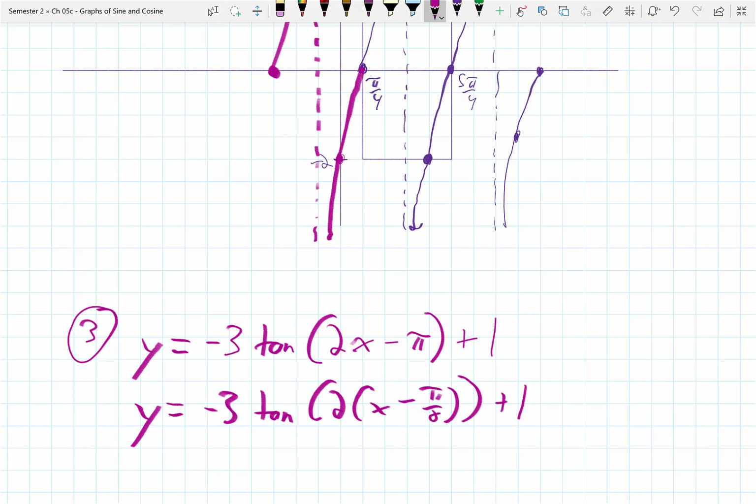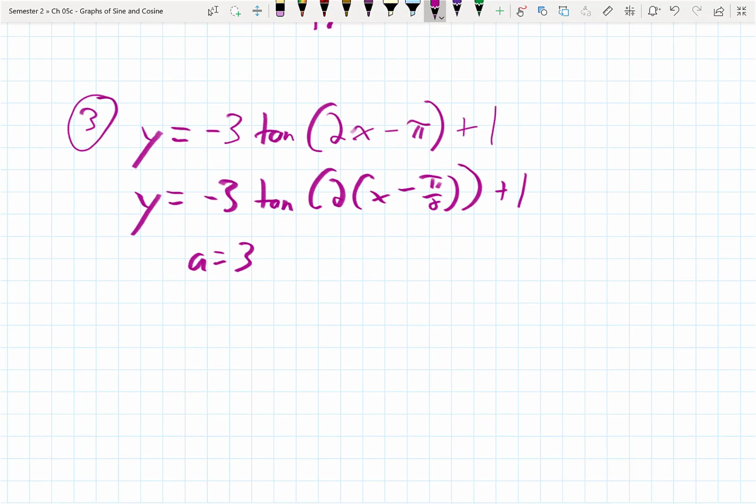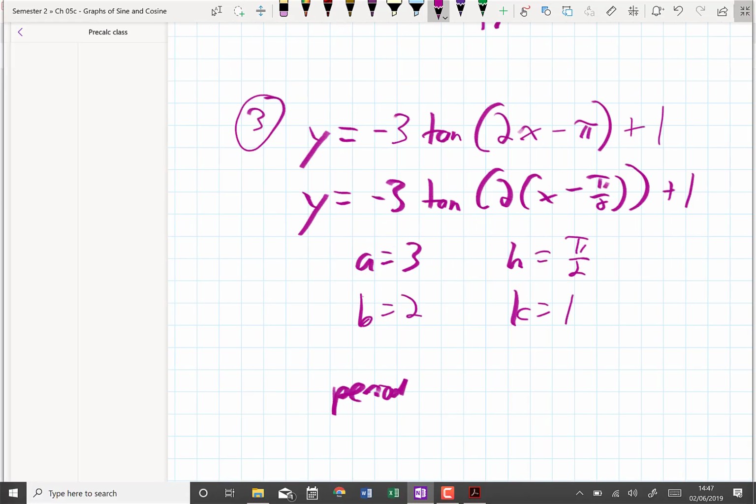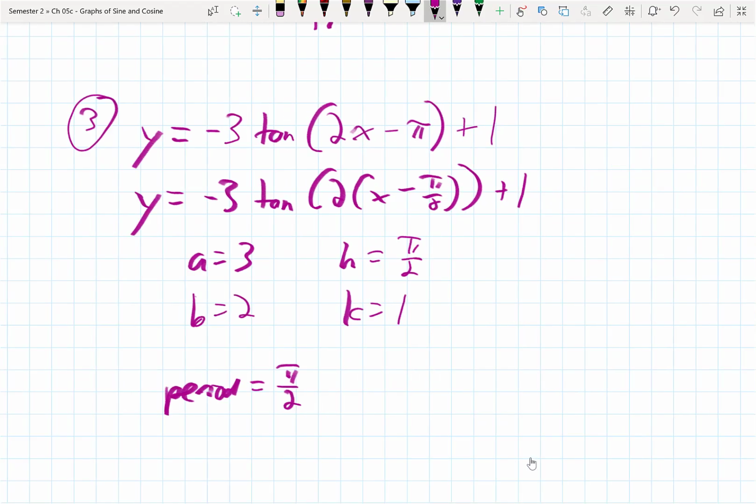Let's pull out our values. I know that a is 3, b is 2, h is pi over 2, and k is 1. So from that, my period is pi over b, so pi over 2. So the period's really tiny. It's pi over 2. And then the h, k ordered pair, that's the middle left of your frame box, is pi over 2, 1.